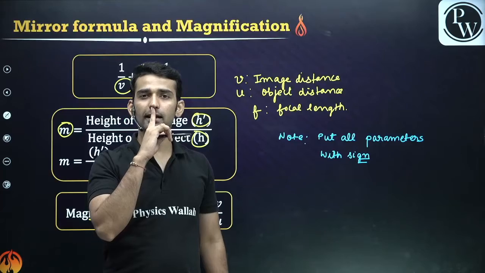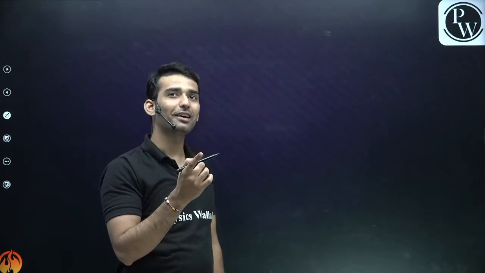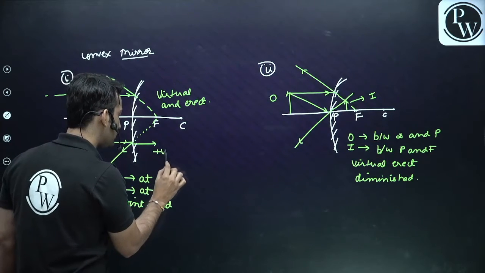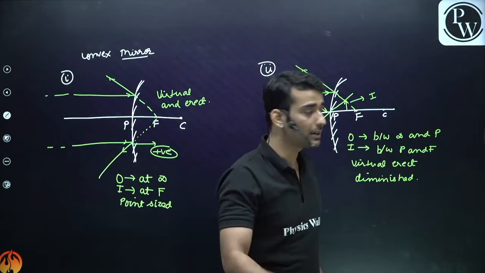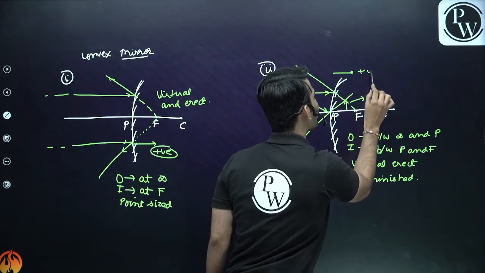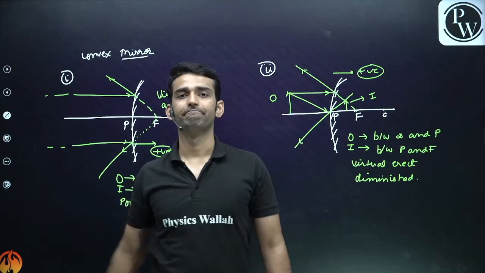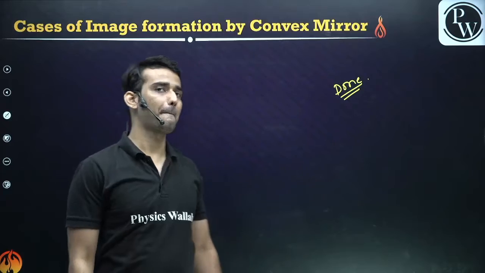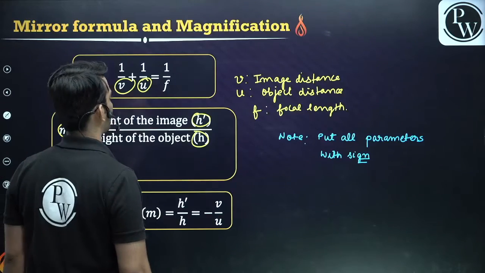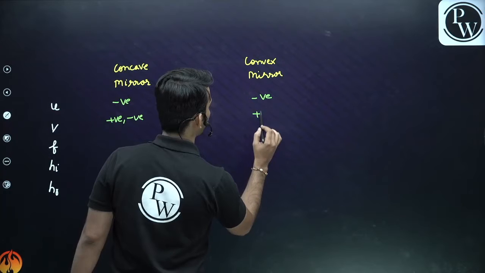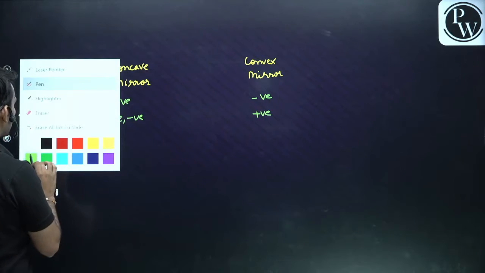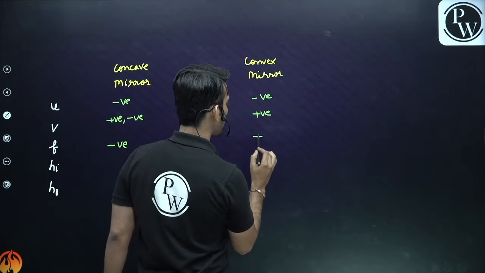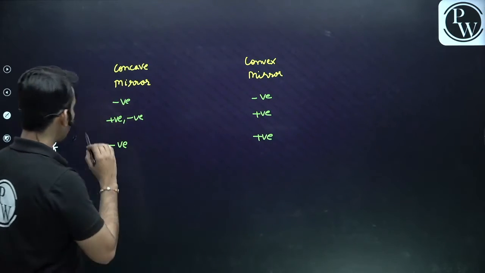But what about convex, guys? Can you recall it? A convex mirror always forms the image to the right. So that's why for a convex mirror, image distance is always positive. Clear? Okay. Focal length, guys: the focal length of a concave mirror is negative, as I told you, it lies to the left. For convex it is positive.